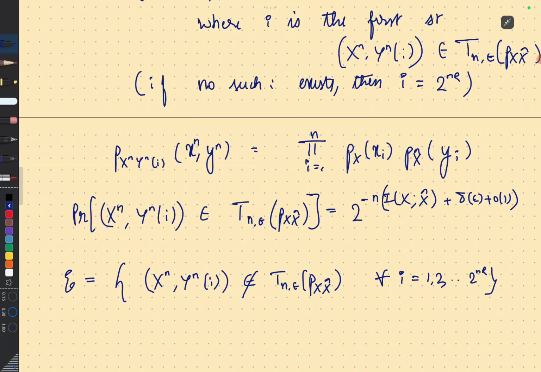what is the probability that this pair, which are drawn independently of each other, will not lie in the set Tn epsilon for all i? So basically all of the code words are not jointly typical with this random xn.